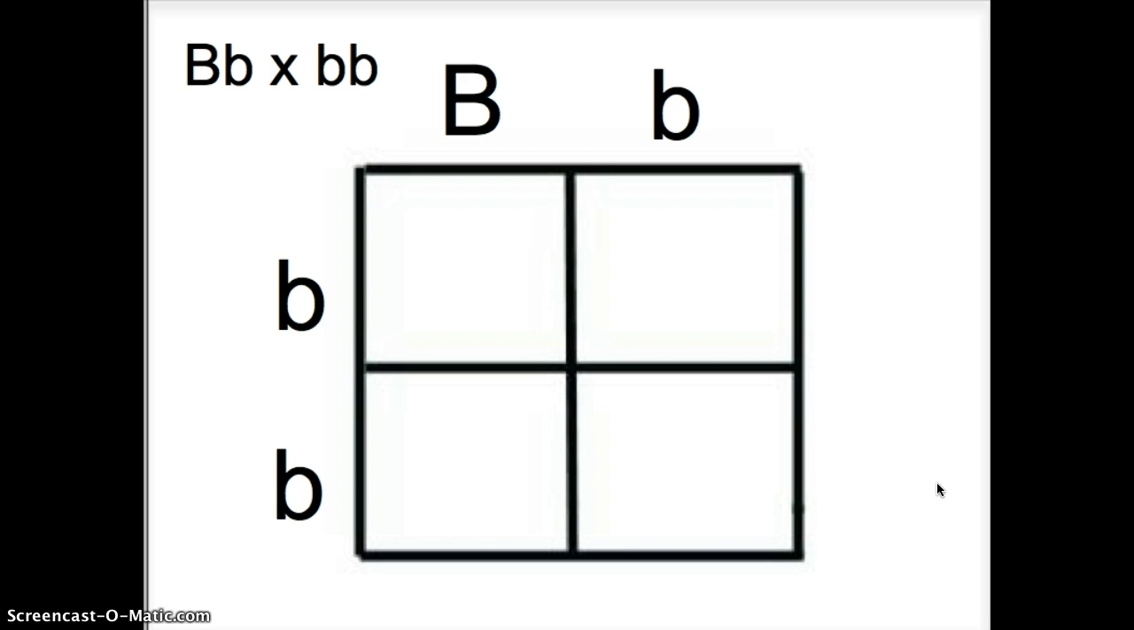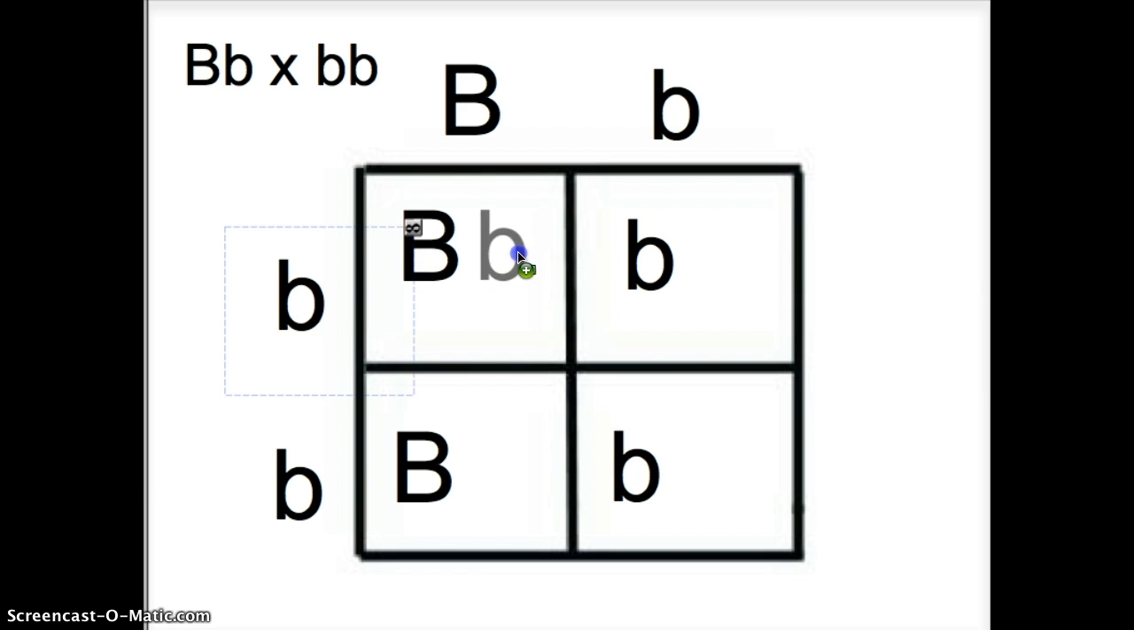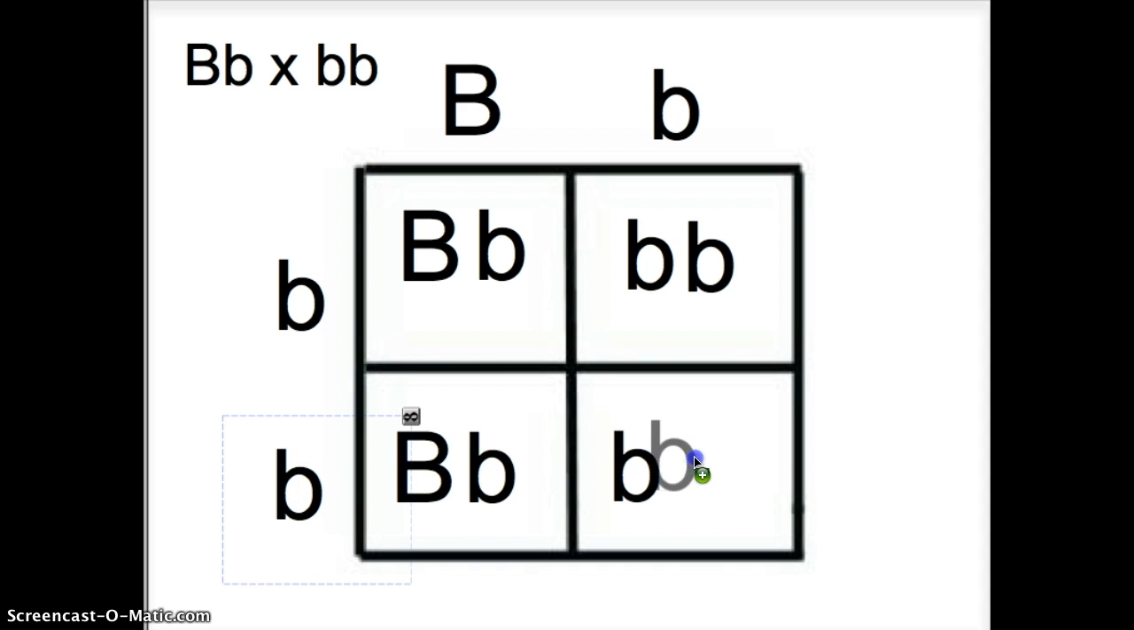So now that it's set up, it's pretty easy to do. So all you do is you basically combine the letters in a box. So for this one, we'd bring this one down to both of these rows. And then this one down to both of these rows. And then you bring these across. So you bring this across to here, and this one across to here. You would bring this one here, and you'd bring this one here. And there we go. You've just finished a Punnett square.